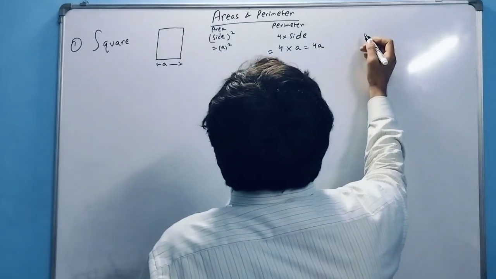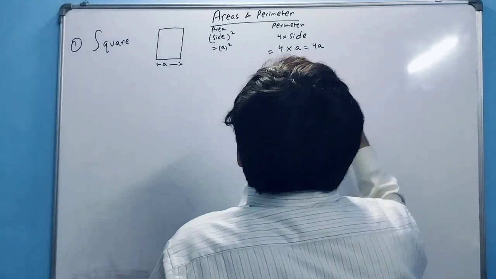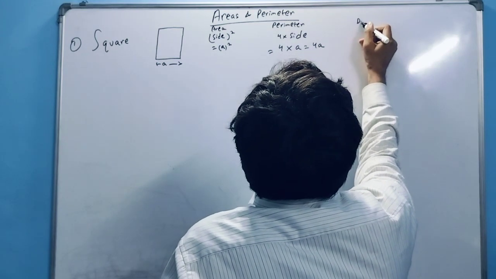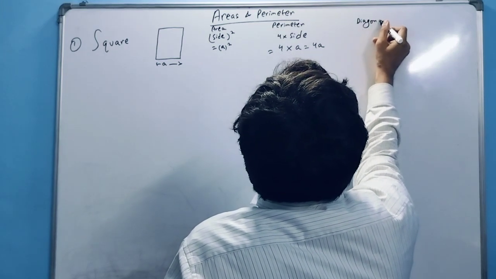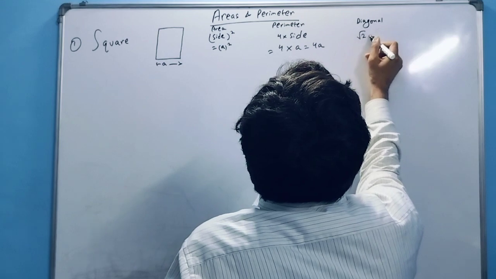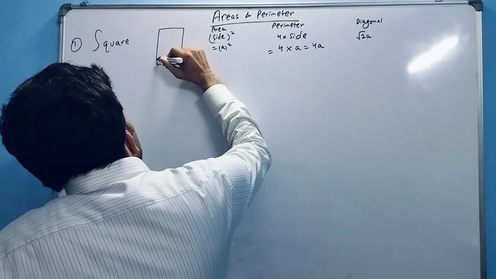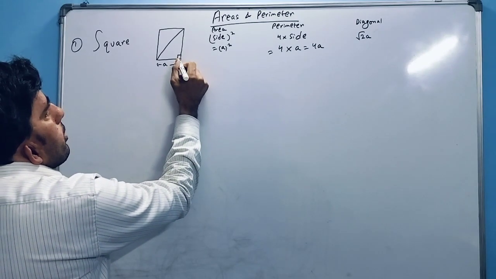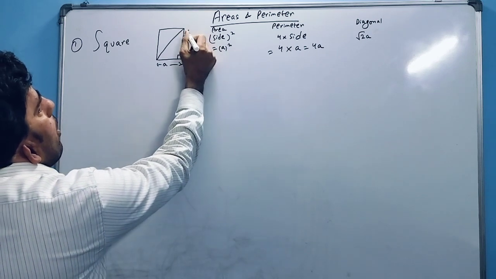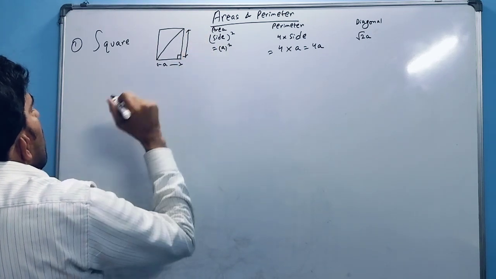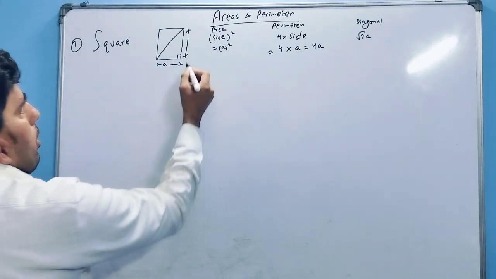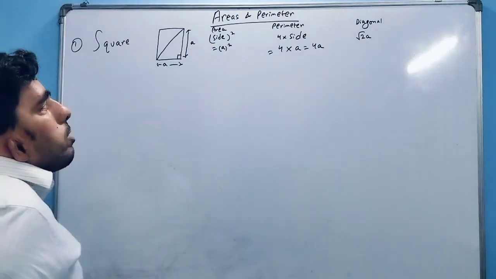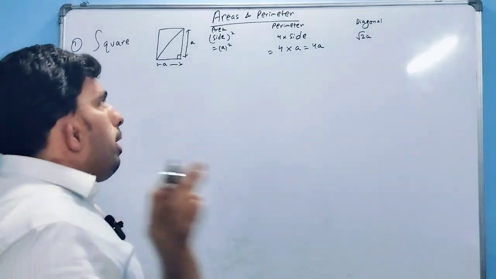Now, the third thing is its diagonal. If I need to find its diagonal, it will be root 2A. Because we know the angle is 90 degrees, by applying the Pythagoras theorem, A square plus A square is equal to hypotenuse square, that is, the diagonal will be root 2A.